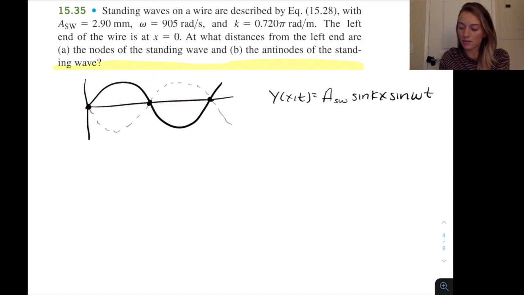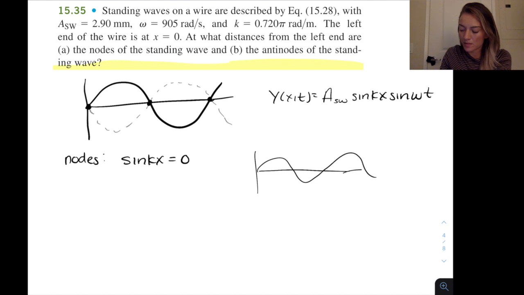So that's going to be governed by, like I said in the previous problem, this term here. The position is always going to be 0 on the y-axis here. So the nodes are going to be somewhere where sine kx is always 0. And now where is sine always 0? Well, we draw a sine plot. We have it at 0. It's 0 again at pi. It's 0 at 2 pi. It's 0 at 3 pi, and all the way down.